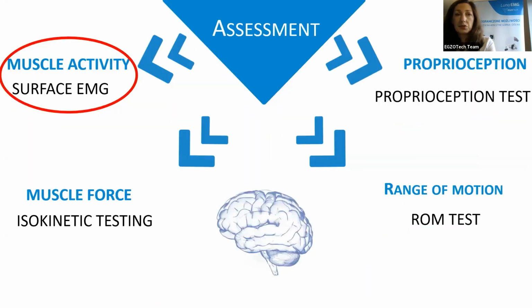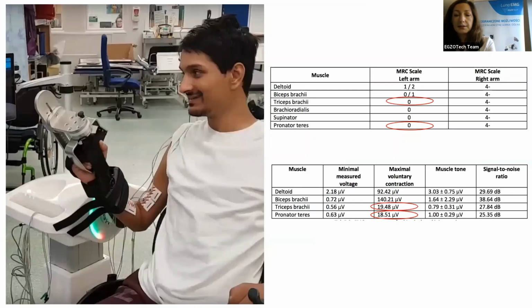The surface EMG gives us the information about the muscle activity. So even though the patient on the MRC scale or the Lovett scale is assessed as 0, we can have very precise information about the maximal voluntary contraction of each muscle.